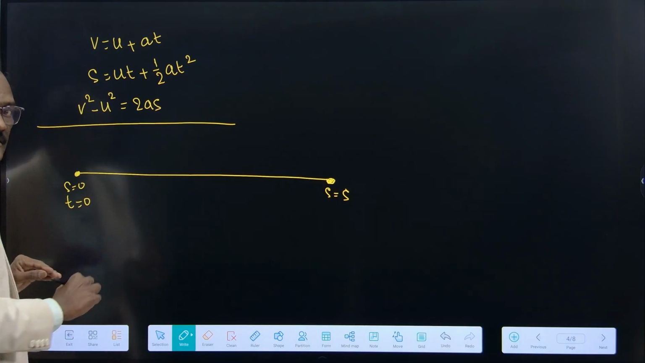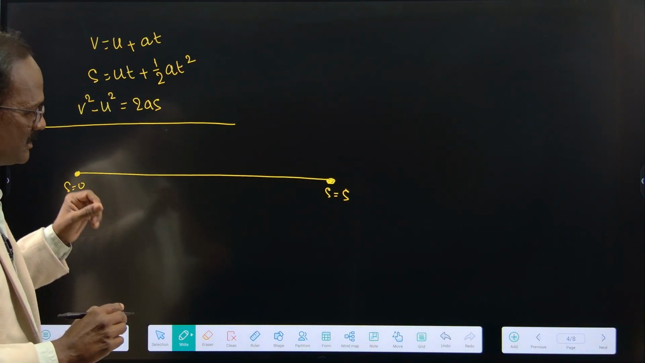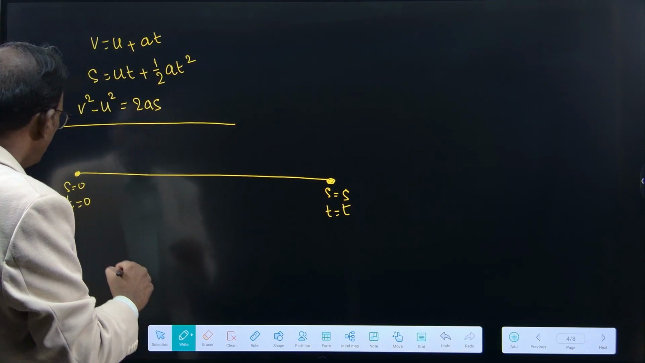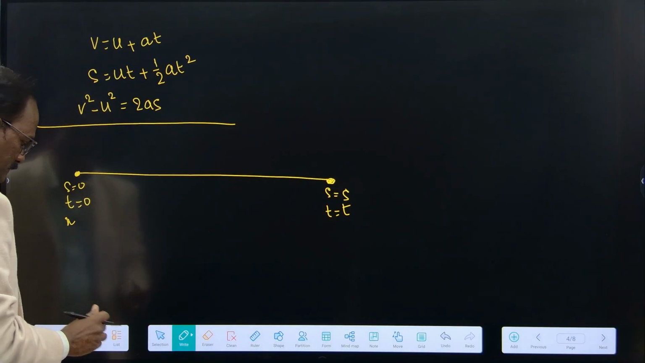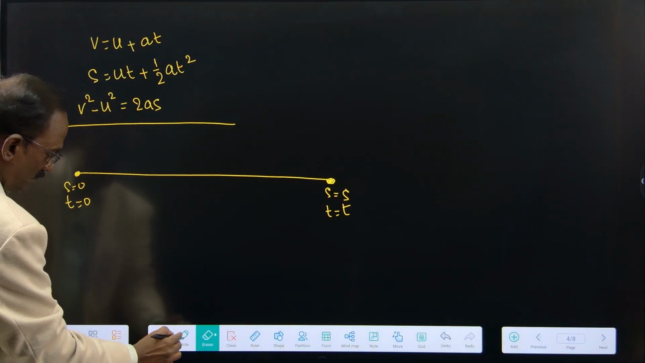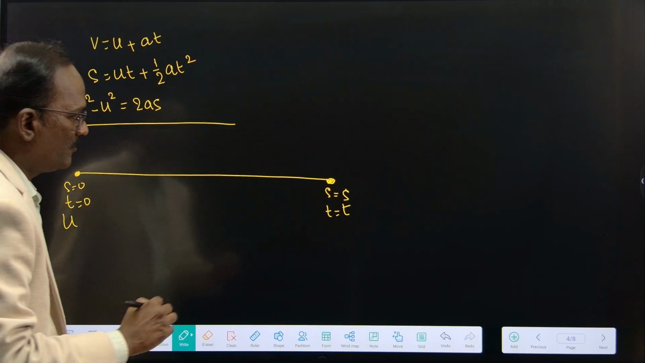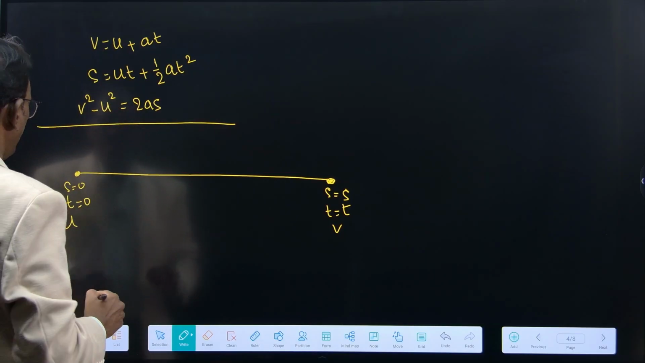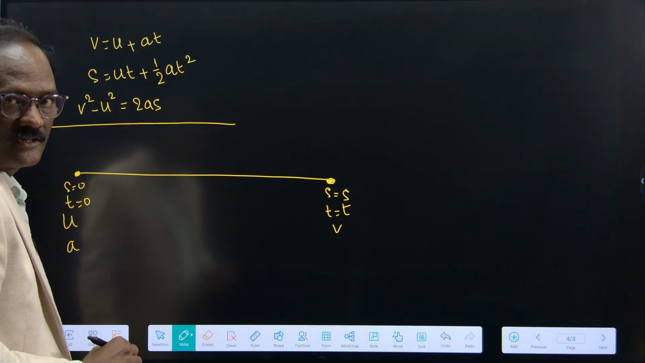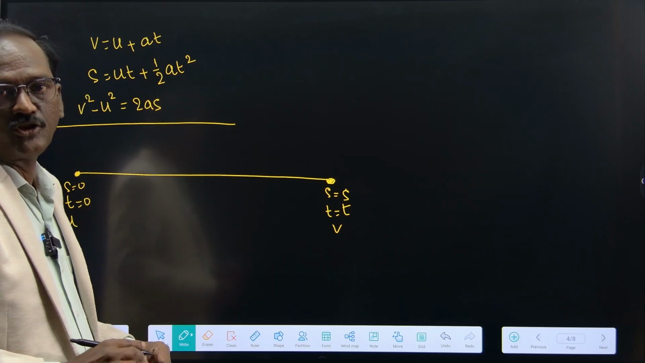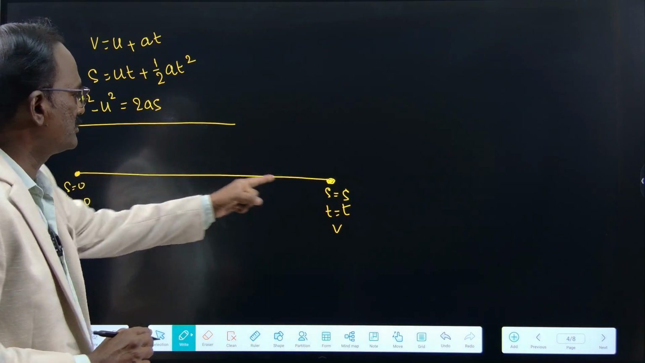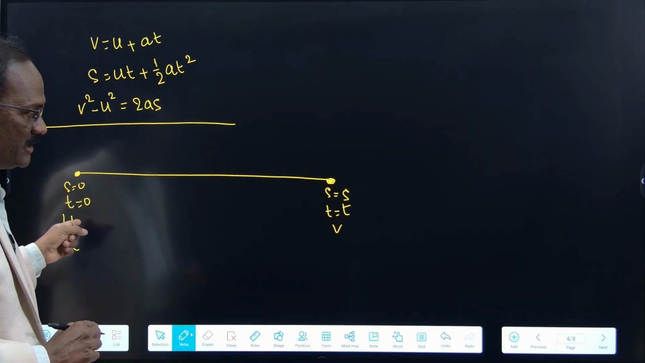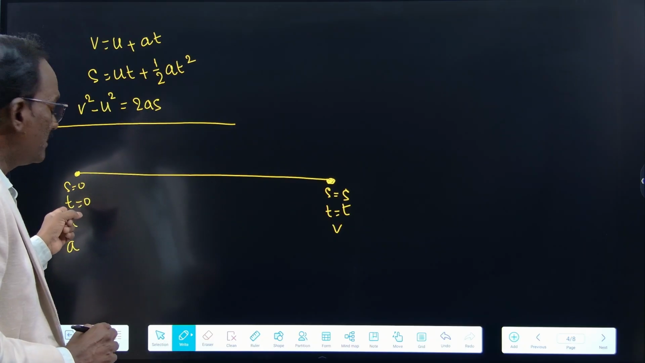So time, initial time, t is equal to 0 when it is starting, and final time t is equal to t. Initial velocity, that is u. Final velocity, this is v. Then the acceleration a. If the velocity is changing, the term a will also come. So the limits are s is equal to 0 to s is equal to s, t is equal to 0 to t is equal to t, and velocity u to v, not 0 to v. Initial velocity is u.